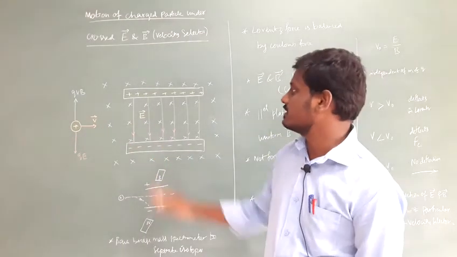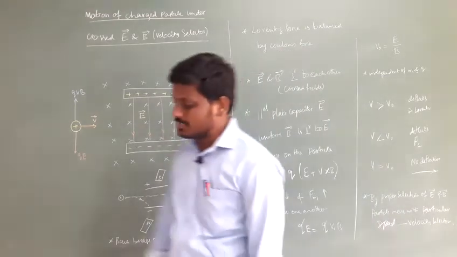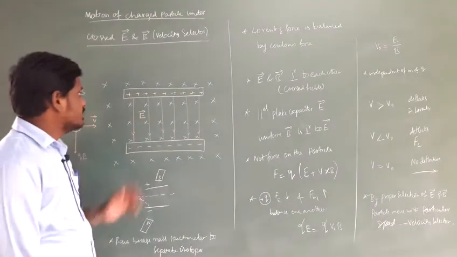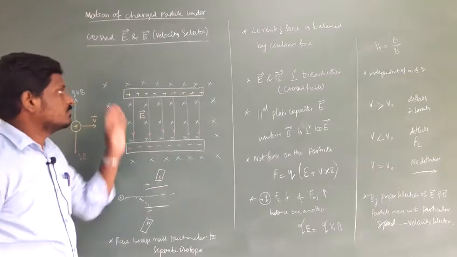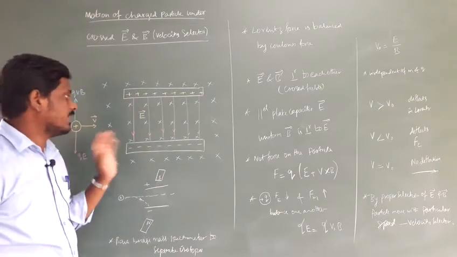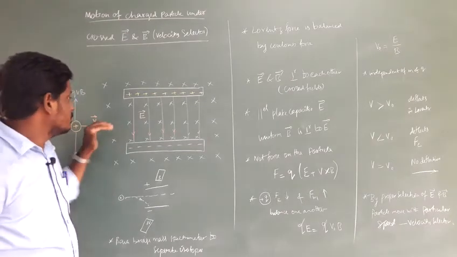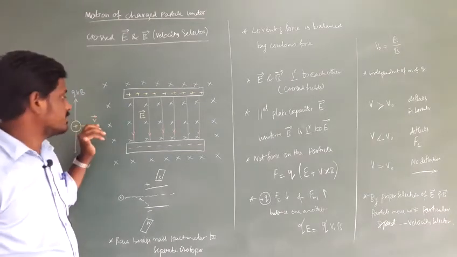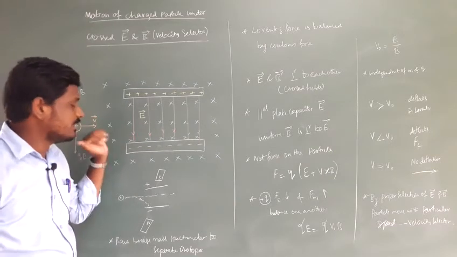Electric field means, consider a parallel plate capacitor. One plate is positively charged, another plate is negatively charged. The electric field starts from positive to negative. If a positive charge enters into the field, it is deflected towards the negative plate.